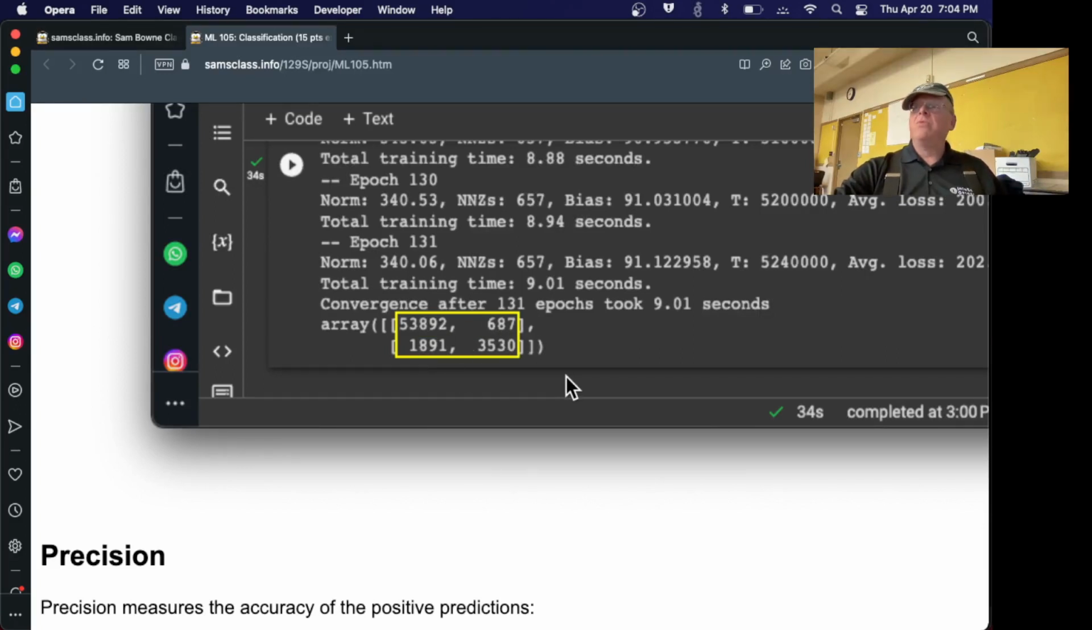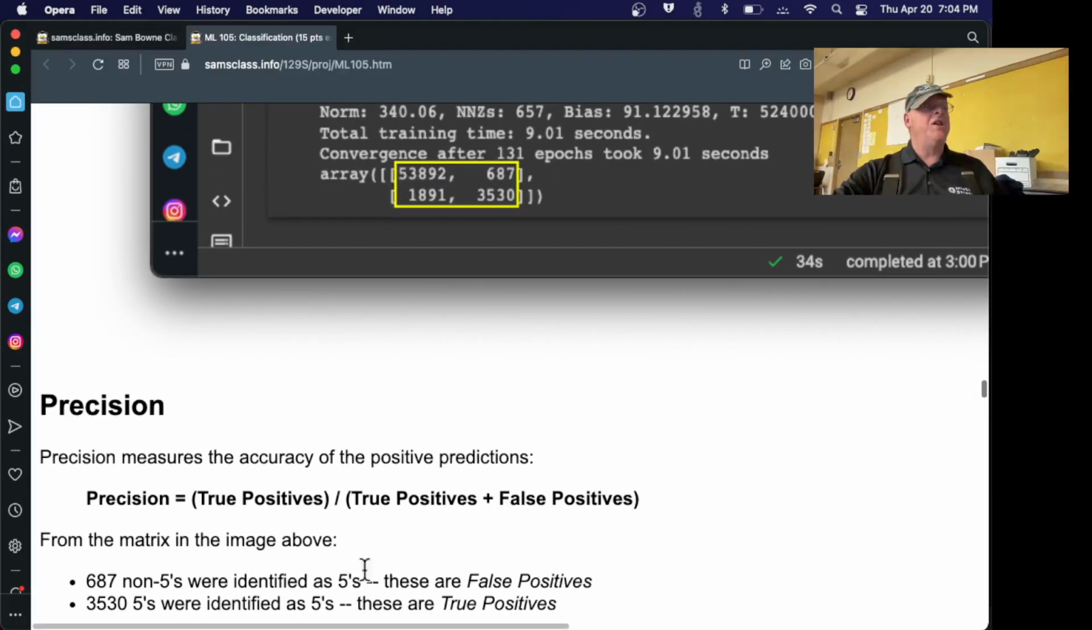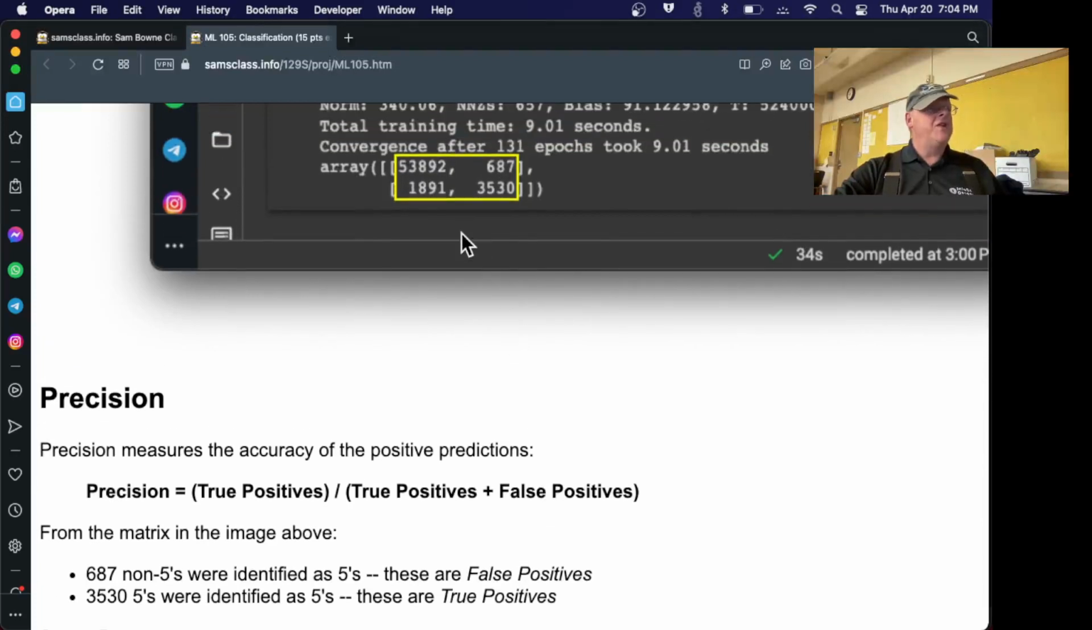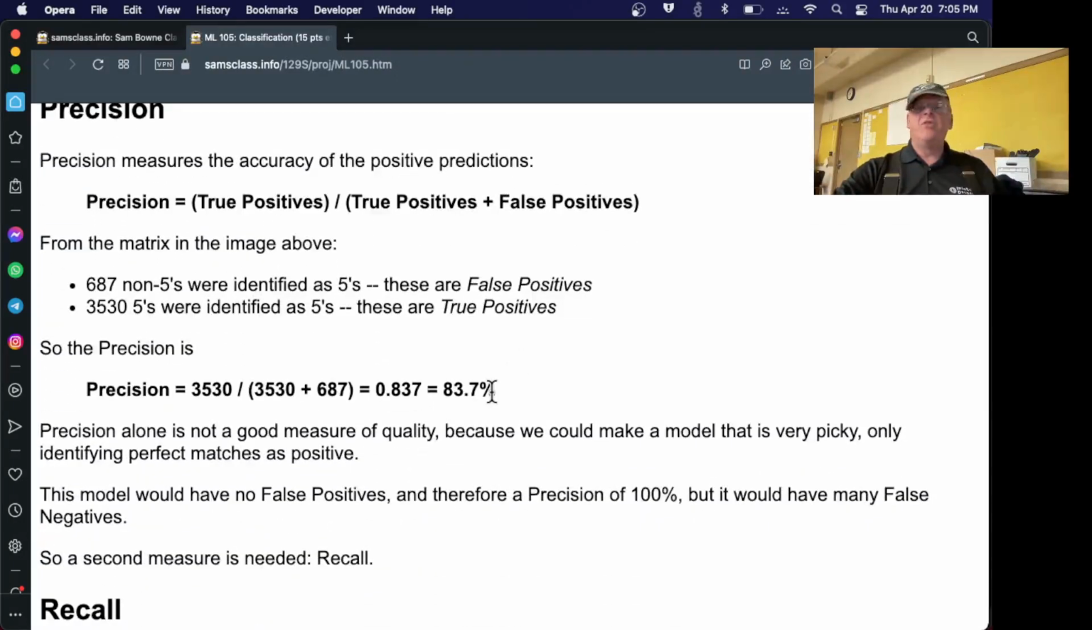That's a much more accurate way to measure how this works, and you typically boil these down to a few numbers. Precision measures the accuracy of the positive prediction. It's how many true positives there were over all positives. So those are the ones that were found to be 5. So that's this. Here we had the ones that were identified as 5 incorrectly, and here's the ones that were identified as 5 correctly. So that's 83.7% of the 5s were correctly identified.